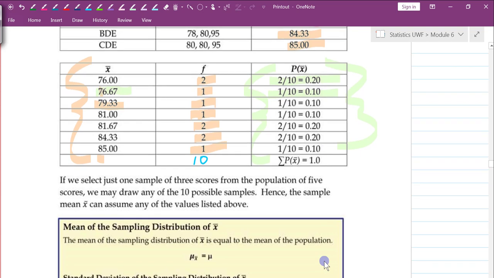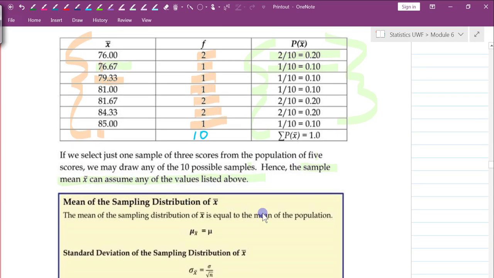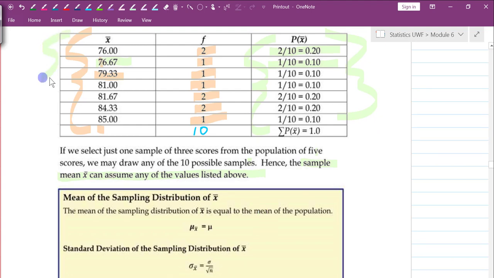So, if we select just one sample of 3 scores from the population of 5 scores, we may draw any one of the 10 possible samples above. Hence, the sample mean X bar can assume any of the values listed above, which would be these values right here. So we're making a frequency distribution out of this information, and that would be called the sampling distribution, okay? So the mean of the sampling distribution of X bar is equal to the mean of the population, okay?